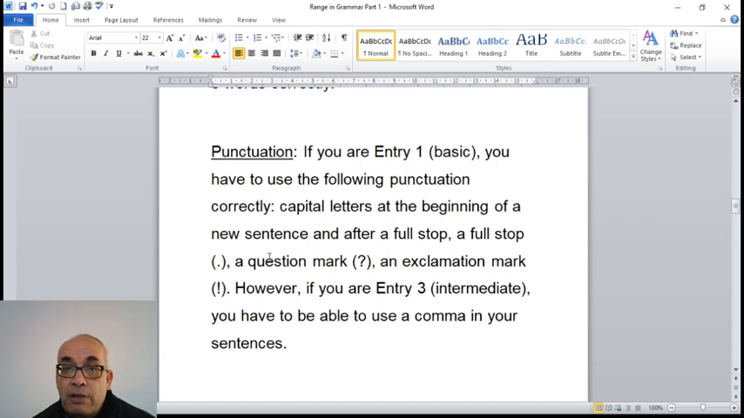Of course, if you are entry 3, it means you have to do everything from entry 1 and entry 2 and entry 3. It doesn't mean that if you are entry 3, you don't write your sentences with a capital letter, or you don't use a capital letter after a full stop. No, you have to show the range.